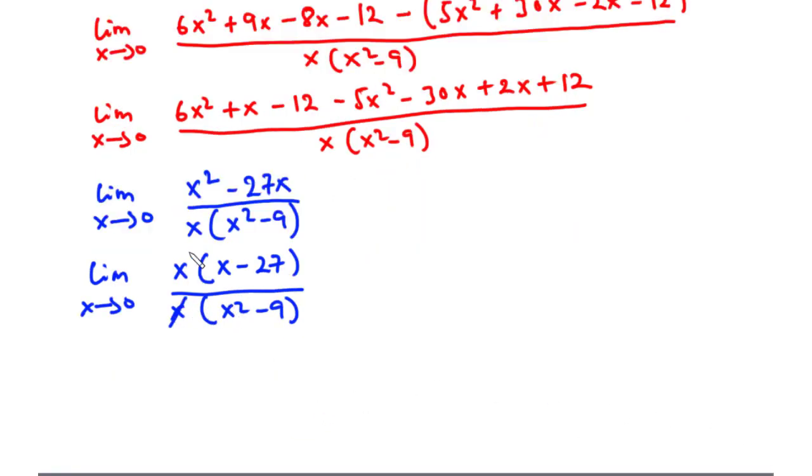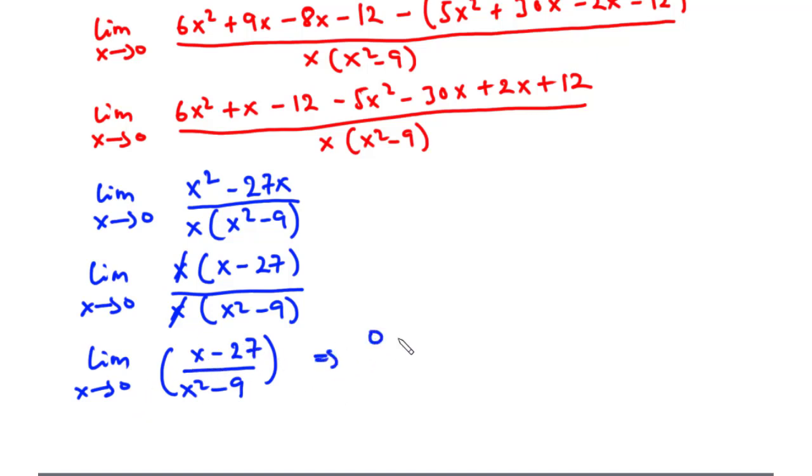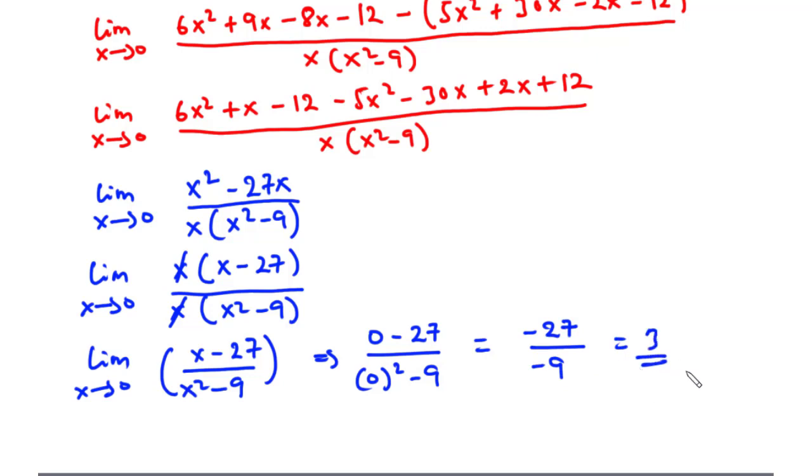So x cancels out x, and then we have the limit as x approaches 0 of x minus 27 divided by x squared minus 9. So let's substitute 0 into this function. So we have 0 minus 27 divided by 0 squared minus 9. So we have negative 27 divided by negative 9, which is equal to 3. So the limiting value is equal to 3.